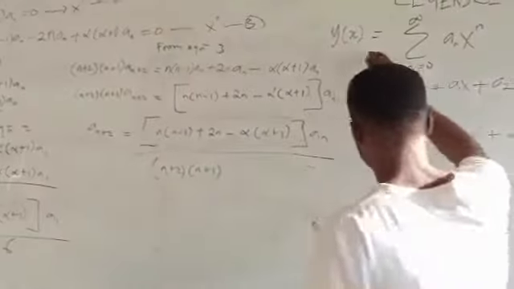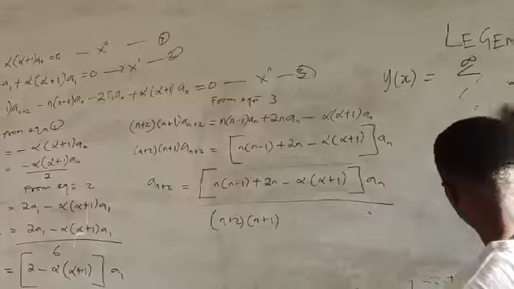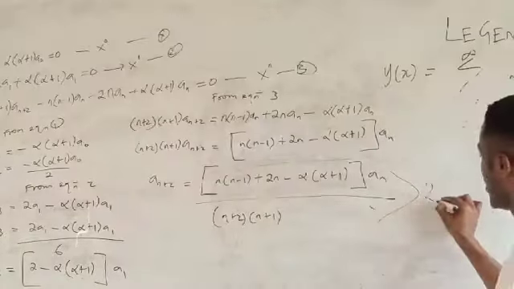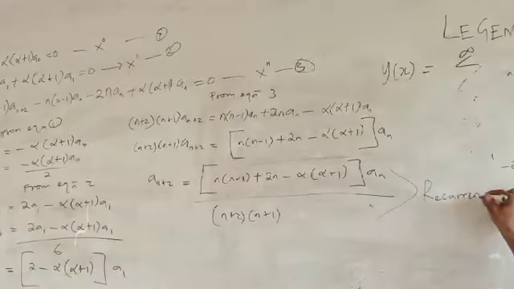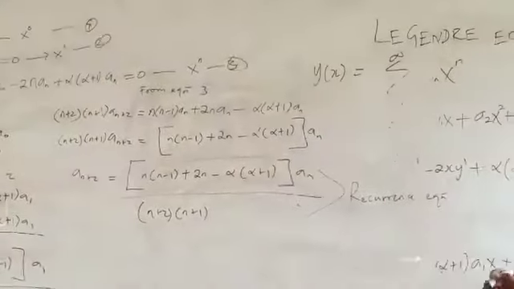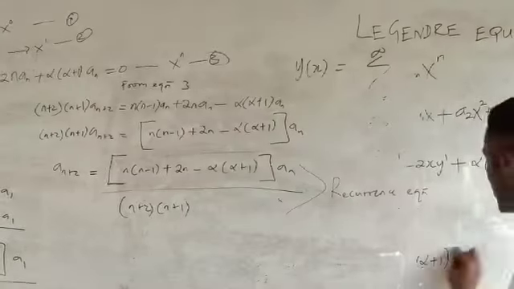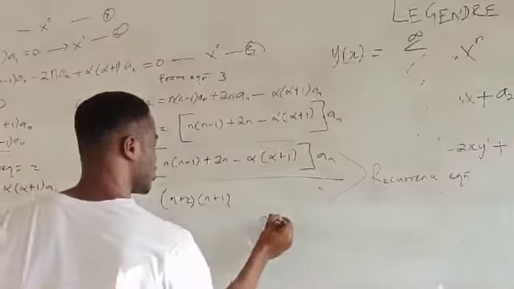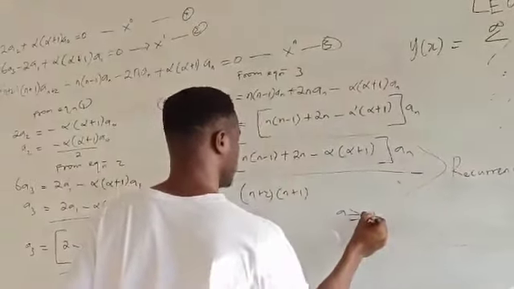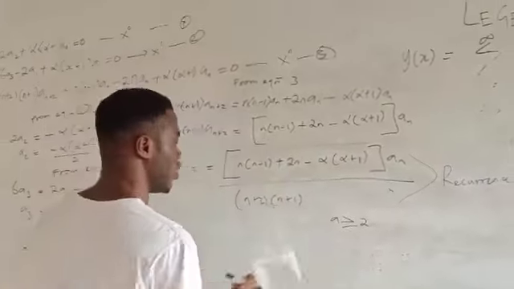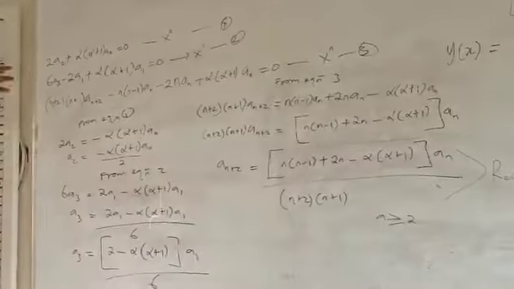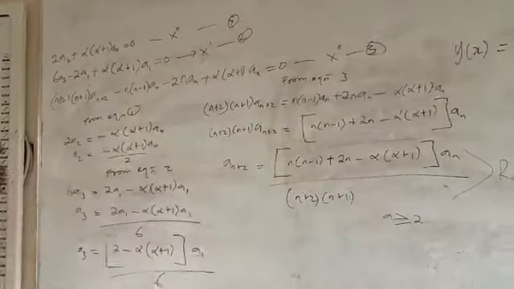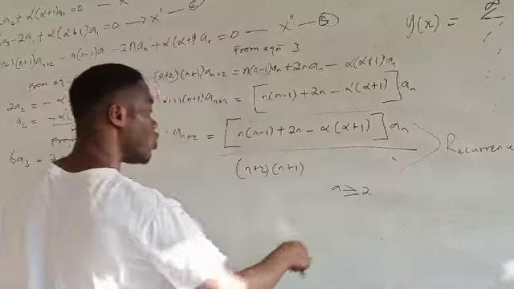So I am safe to say that this equation is what we call the recurrence equation. This equation is applied when n is greater than or equal to 2. Why do I use n greater than or equal to 2? From the previous ones that we got, we see that the maximum subscript that we have is 2. So that's why it's going to be greater than or equal to 2.